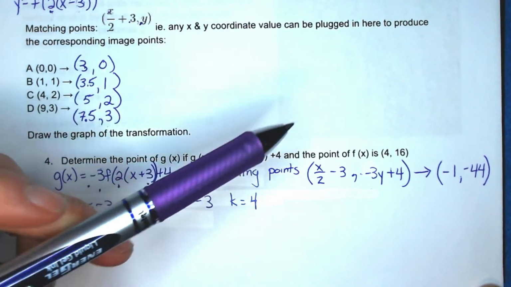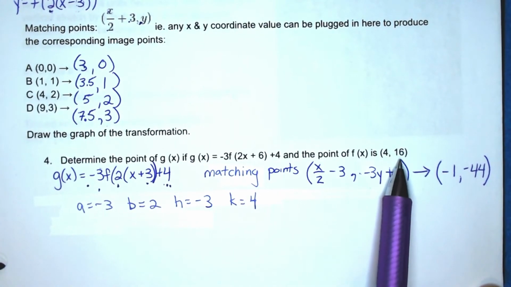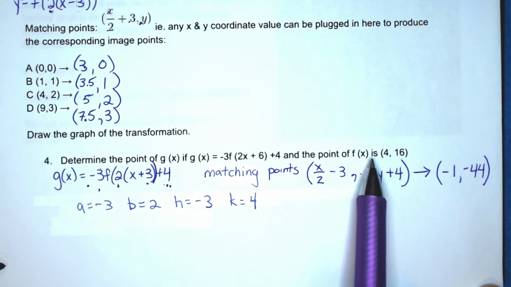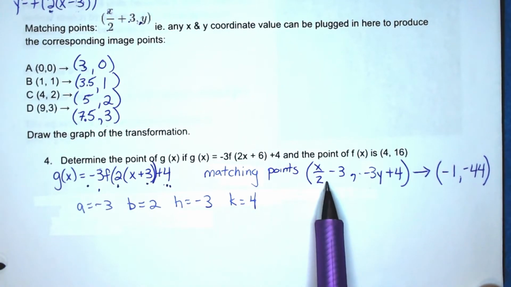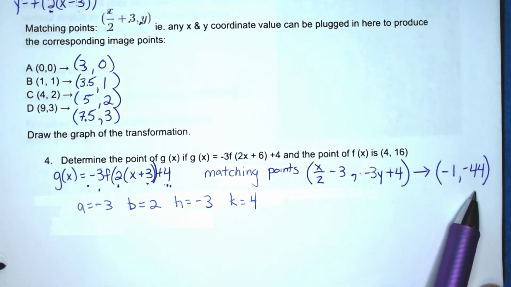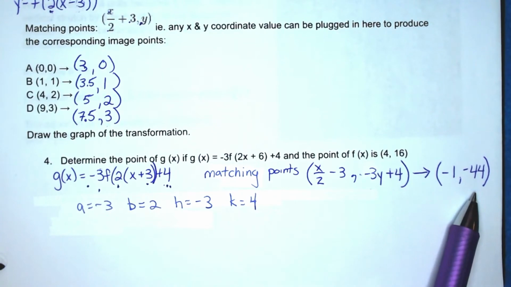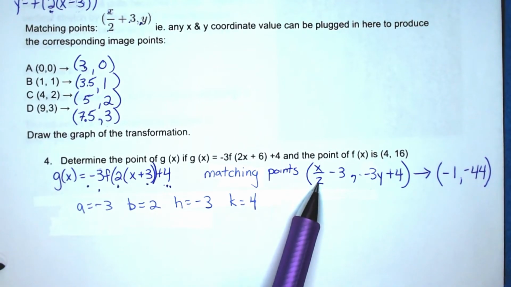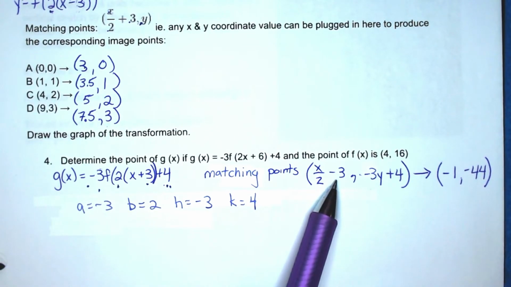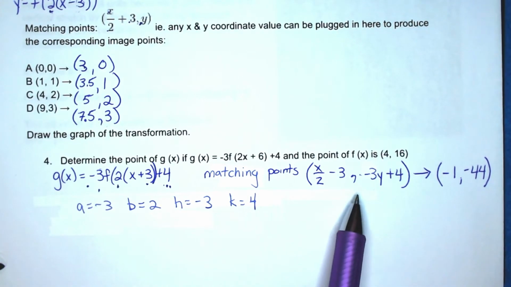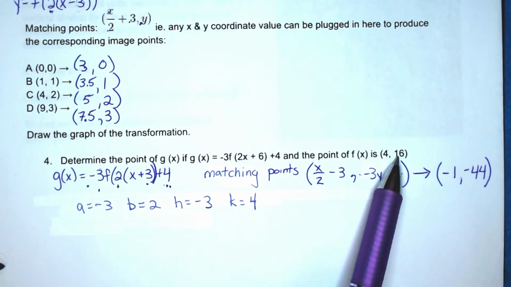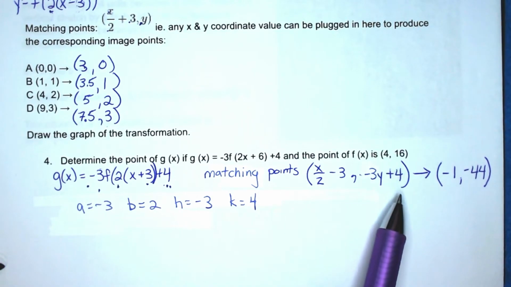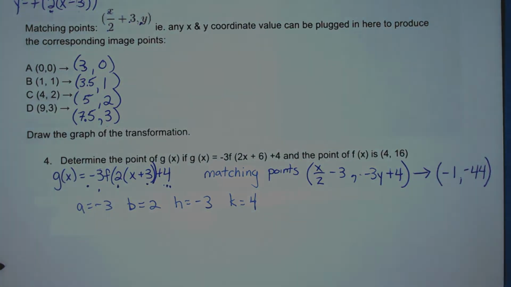So if we're given the point 4, 16 on the graph, all we do is plug these values into our general matching points and get the resulting coordinates, -1, -44. So here you just went 4 divided by 2, which is 2, -3, -1, and -3 times 16, -48, +4, -44.